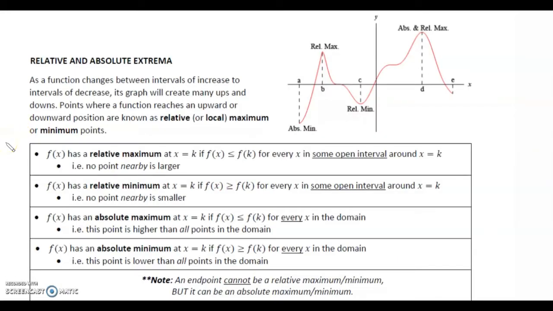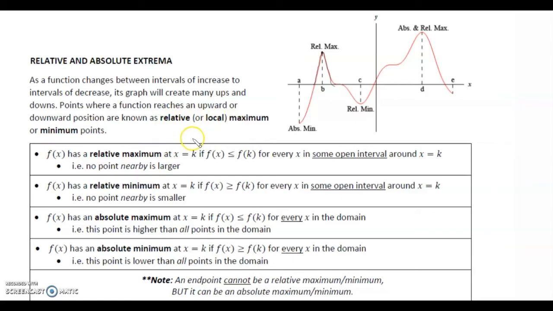Okay, relative and absolute extrema. So as a function changes between intervals of increase to intervals of decrease, its graph will create many ups and downs. Okay, and of course this is vice versa. So interval of increase, and then we reach a max, then decrease. Okay, so it'll be like an up and a down. Points where a function reaches an upward or a downward position are known as relative or local maximum or minimum points.